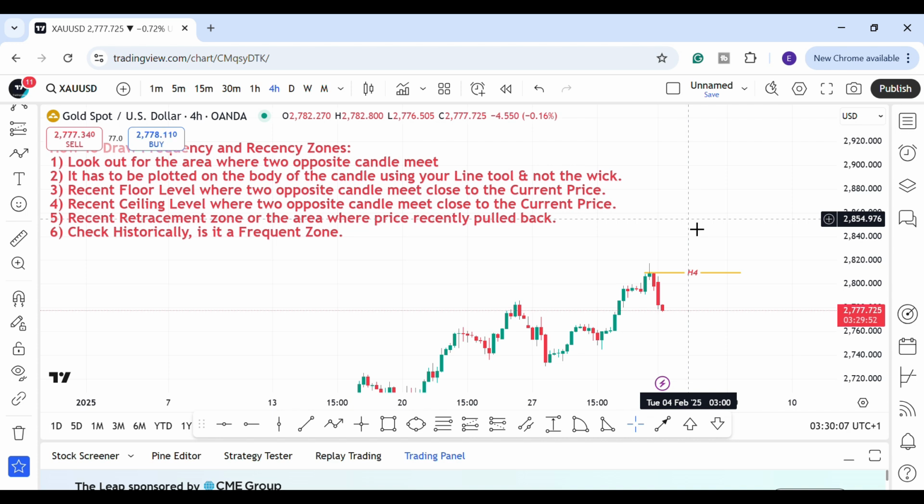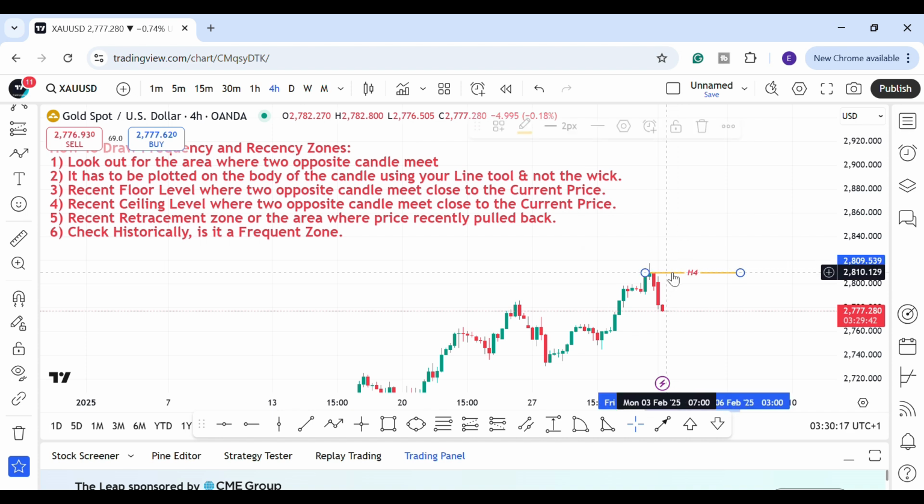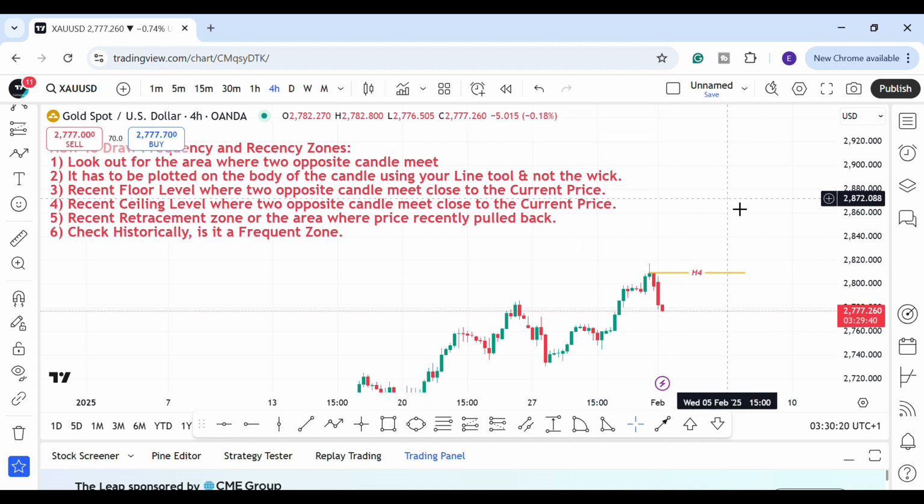Recent floor level, number three, recent floor level where two opposite candles meet, close to the current price. Now we've plotted this one, the recent floor level. This is for the ceiling, which is number four.